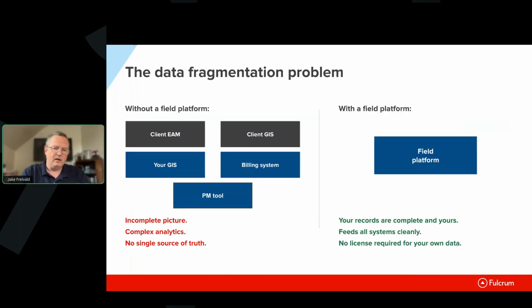With all of these examples, essentially, it's the same problem. Without a field platform, you've got all these different things, none of which have a complete picture. All of them require much more complex analytics because you've got to join the information together from a lot of different types of systems. Frequently, those types of systems are built for different kinds of business users, so they don't even use the same terminology, they don't use the same semantics, and as a result, you don't have a single source of truth. Whereas with the field platform, this is your source of truth.